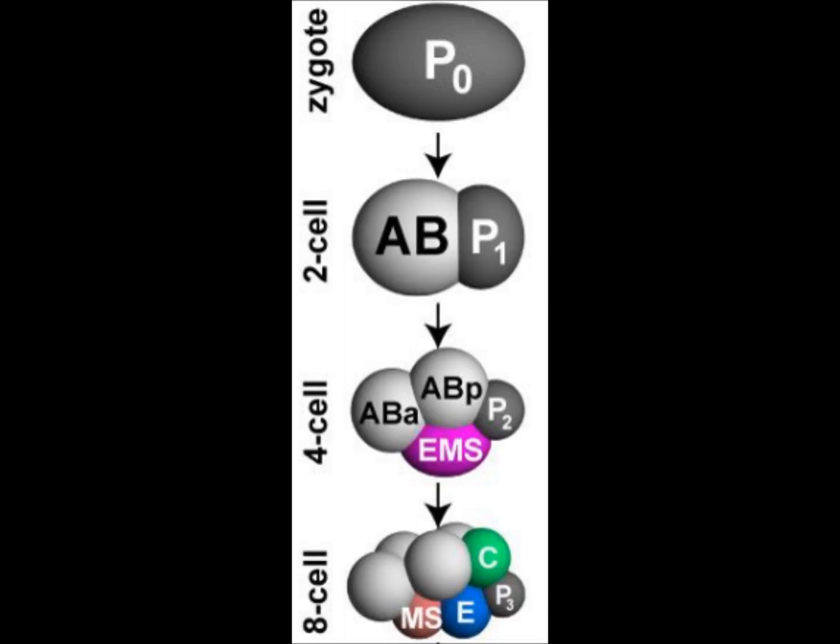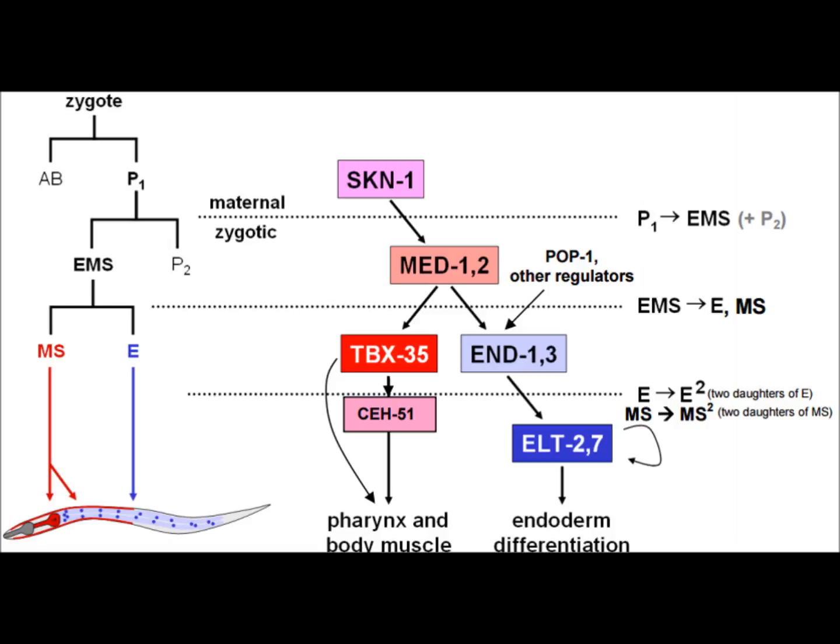Now, if MS and E are allowed to develop autonomously, as if no cell-cell interaction can take place, both of those cells will adopt an MS-like fate, which implies that MS and E are different because of some sort of cell-cell interaction or cell-cell signaling. This cell-cell signaling comes from the contact between P2 in the 4-cell stage and the posterior end of EMS.